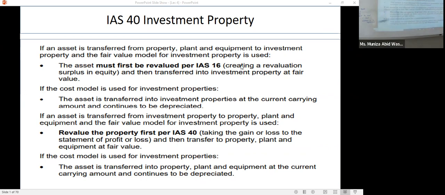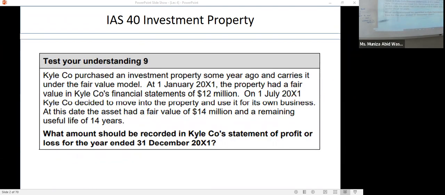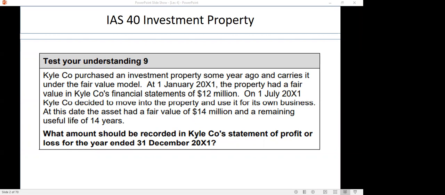Now students, let's have a look at this understanding. We are going to practically apply it. The requirement of the question is: what amount should be recognized in Kyle Company's statement of profit or loss for the year ended 31st December 2001? So in the statement of profit or loss, you have to tell which amount is going to be recognized for the year ended 31st December 2001. If the year ending date is 31st December 2001, the year starting date is 1st January 2001.